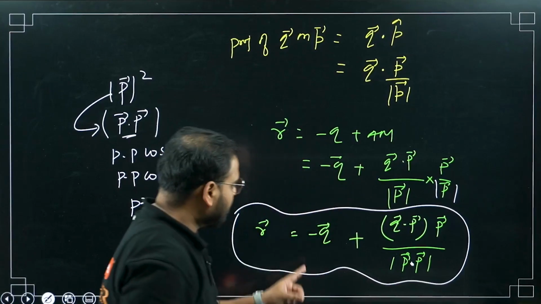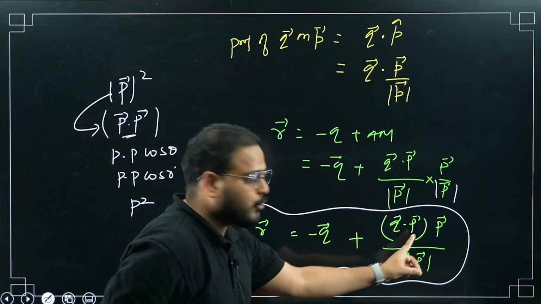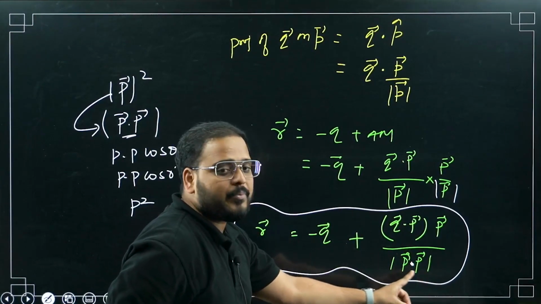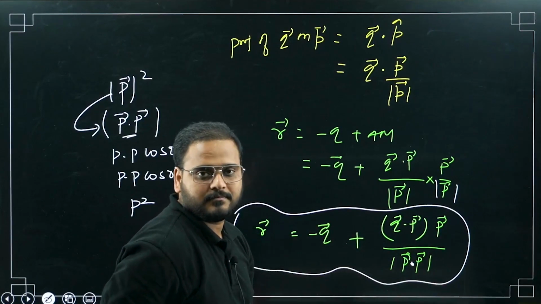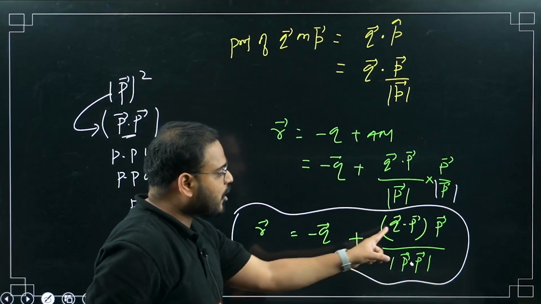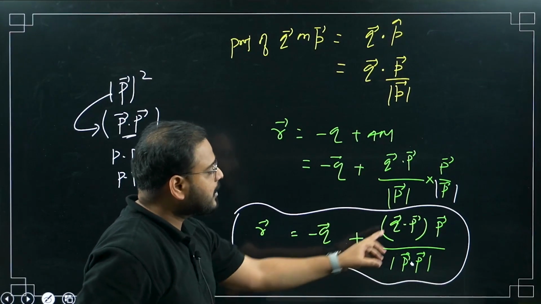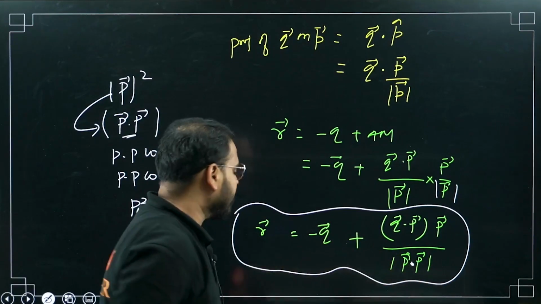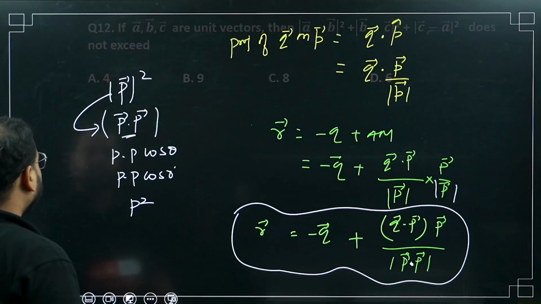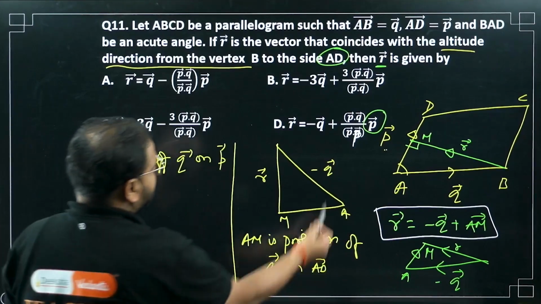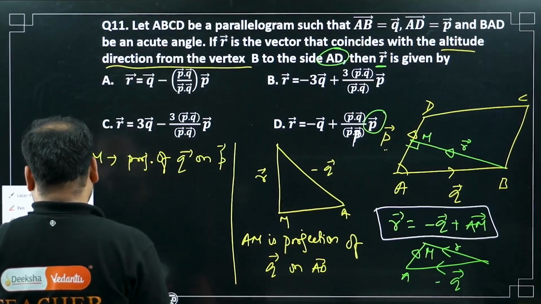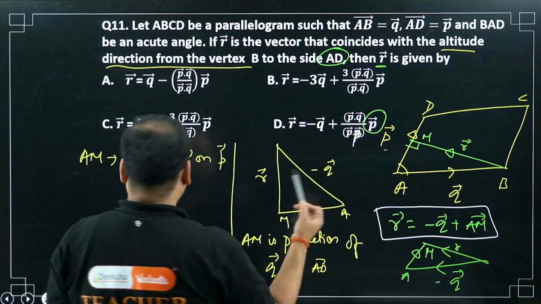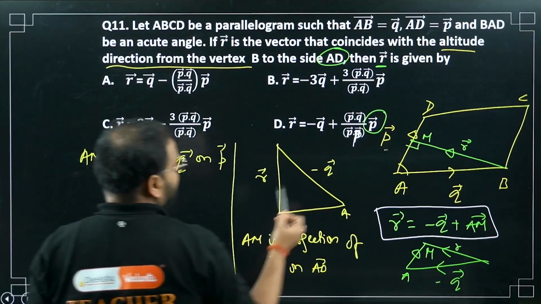What's my final answer? Minus Q plus dot of Q and P into P divided by P dot P. Please check. Option number D. There is a mistake over here. I would like to correct this. I think while typing, I made this error.